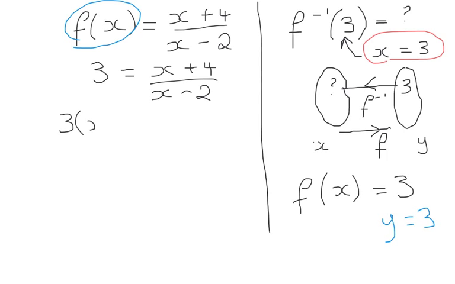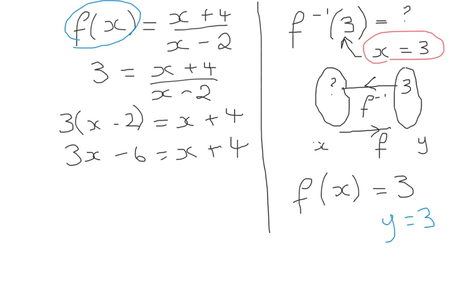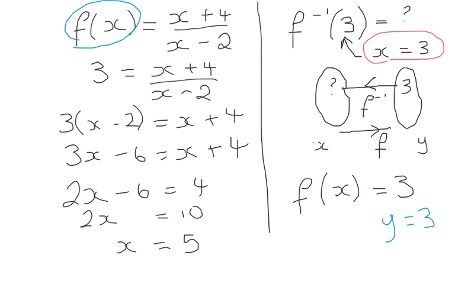3 bracket x subtract 2 multiplies to remove the fractions. 3x subtract 6 equals x plus 4. Collect the x's on the left. 2x subtract 6 equals 4. So 2x equals 10 and x equals 5. Finally, we have our answer: the inverse function of 3 equals 5.